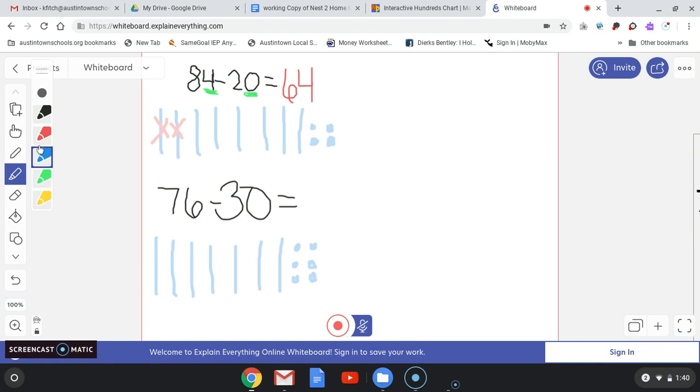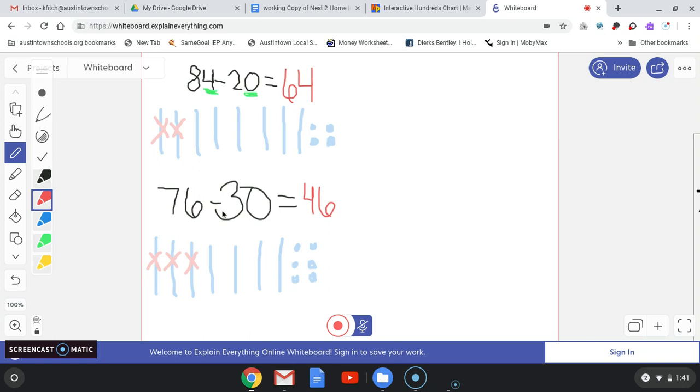So I have 76 here. Now I need to take away 30. Count it with me while we cross off. 10, 20, and 30. What do I have left? Well, let's count it. 10, 20, 30, 40, 41, 42, 43, 44, 45, 46. I have 46 here. Good job, guys.